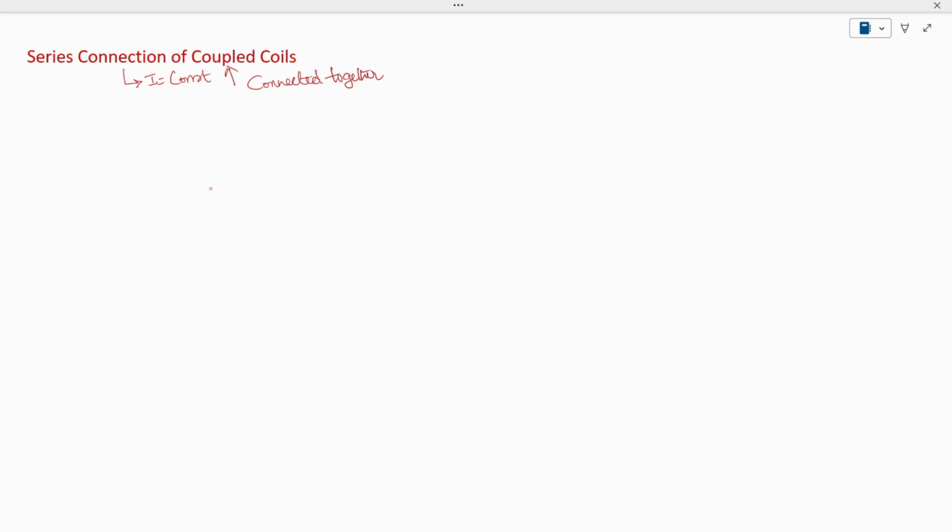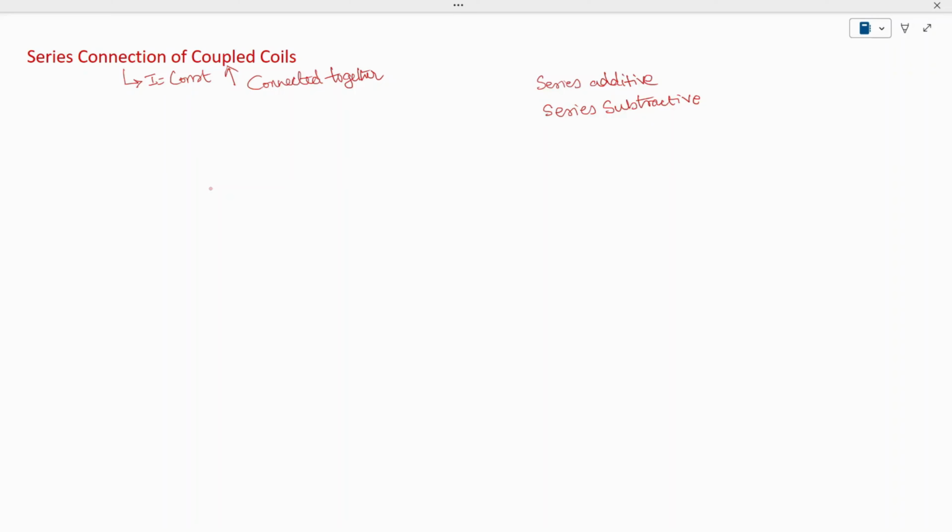So here you have two types of series connection. One is series additive, and the next one is series subtractive. So what is this additive and subtractive? We will try to understand with the help of a diagram.